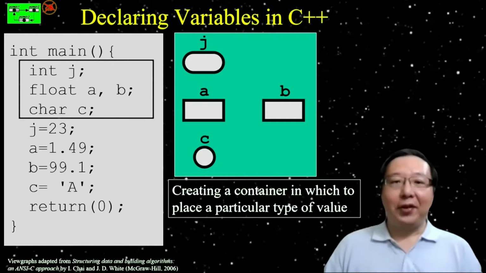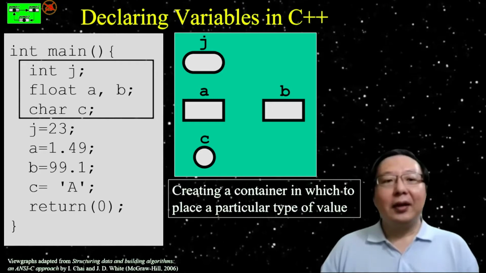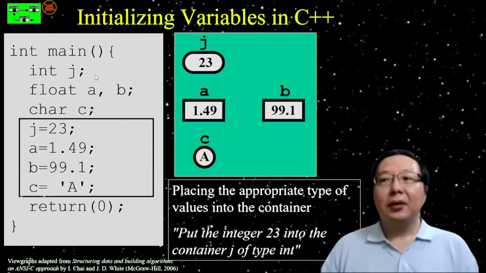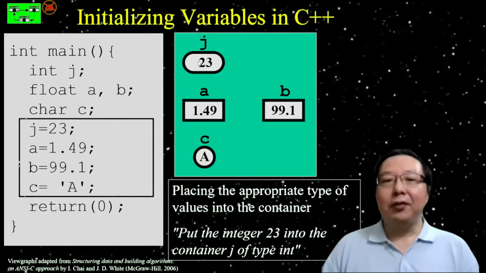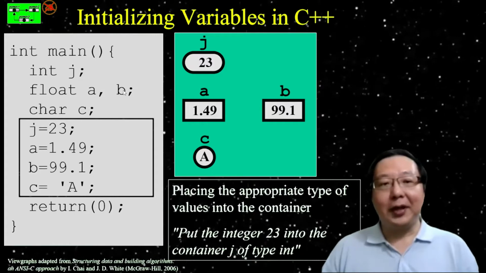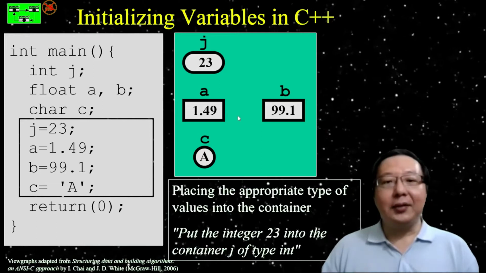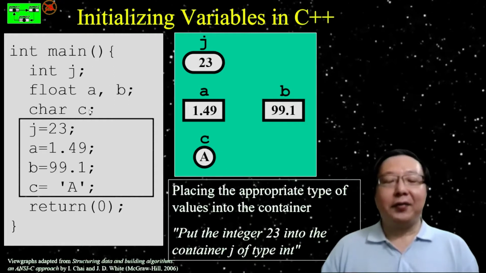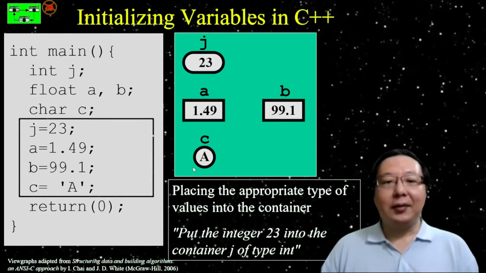Here's how we declare variables in C++. Here we have a declaration of an integer variable. And we may put things in it like j is 23. Here we have a declaration of two floating point variables a and b. And we may put things in it like a is 1.49, b is 99.1. And here we have a declaration of a character variable, c. And in it we could put the letter a.